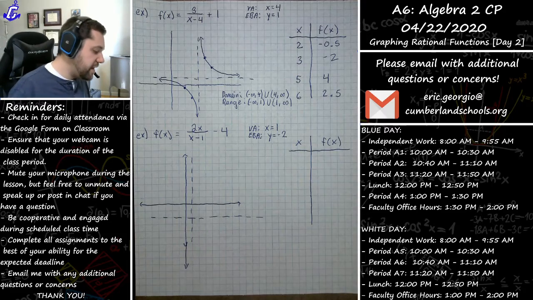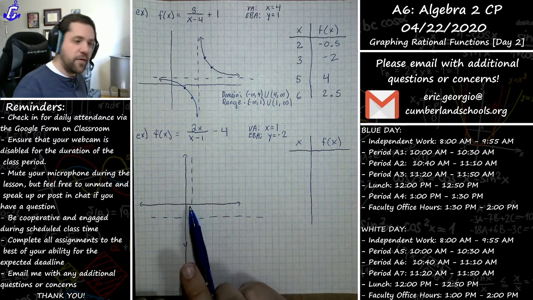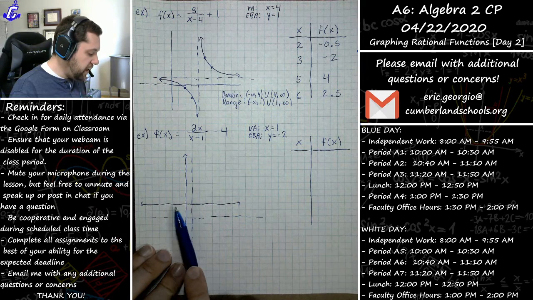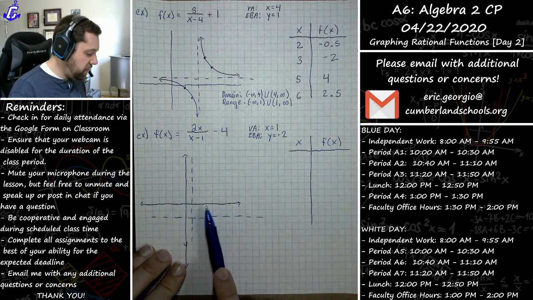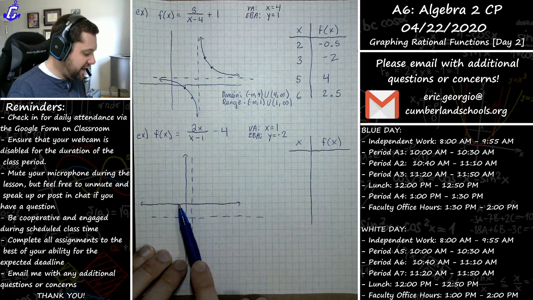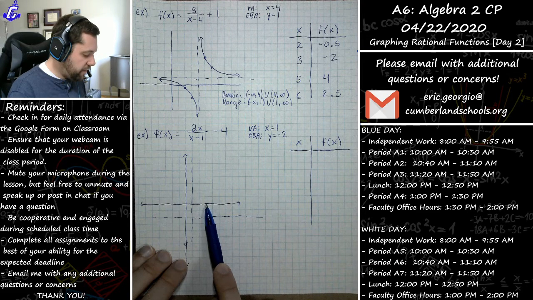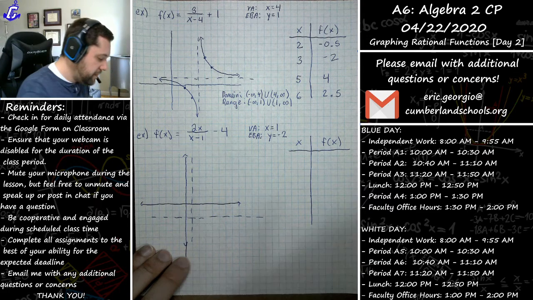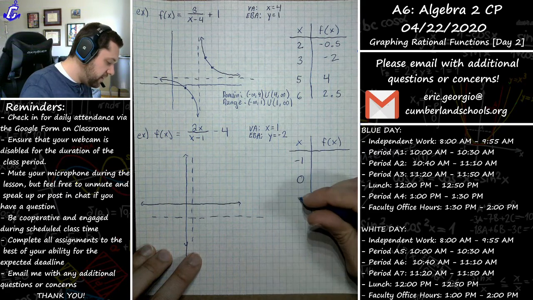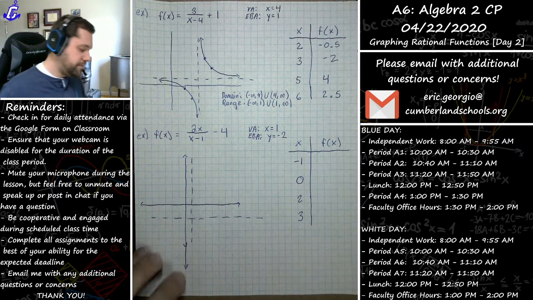Okay, now let's test some points. Again, since my vertical asymptote is at the x-coordinate of 1, I want to plug in a couple values on the left and a couple values on the right. My x-coordinate is 1, so I'm going to go ahead and plug in -1 and 0. I'm also going to go ahead and plug in 2 and 3, right? That's 2 to the left, 2 to the right. So I'm going to plug in -1, 0. I'm also going to plug in 2 and 3.